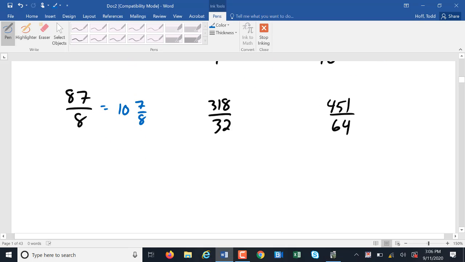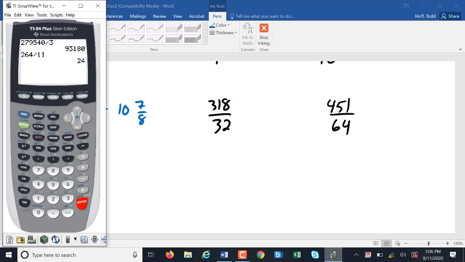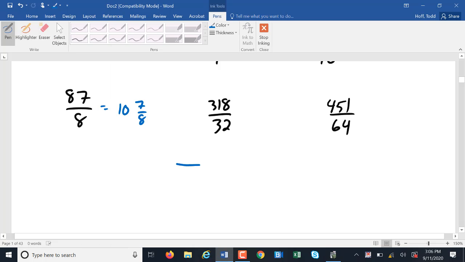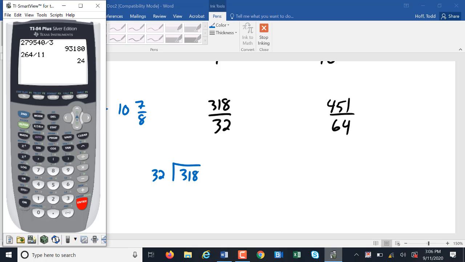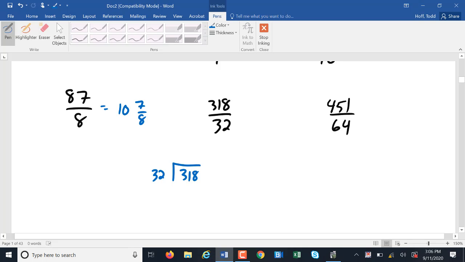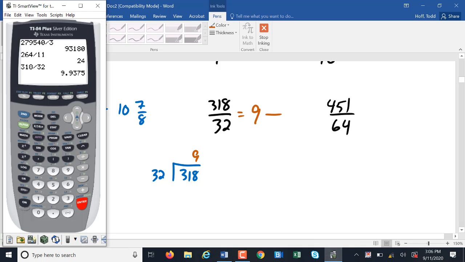calculator because they're getting pretty big. I don't expect you to be able to do those in your head. But if we think of it as being 318 over 32, if we do 318 divided by 32, that gives us 9 point whatever. So we're going to keep the 9 there. So that means our whole number is 9. We need to figure out what's left over. So I'm going to multiply back.